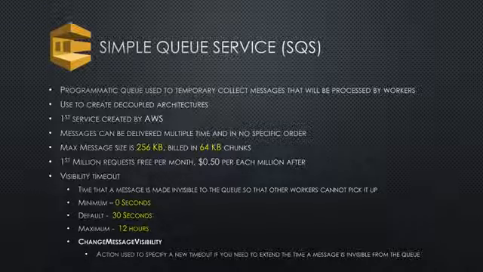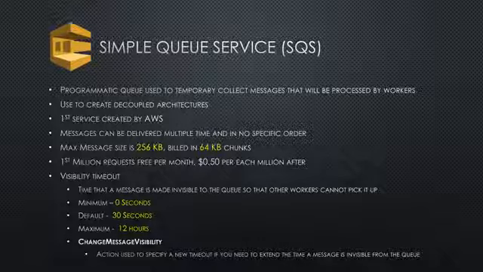The max message size is 256 kilobytes, and this is billed in 64 kilobyte chunks. Just a little fun fact, but the first million requests for SQS are free. And after that, per million is 50 cents. So this kind of gives an idea of how cheap this is. Lambda is another one that's very cheap. Its first million are free, and I think after that it's a couple cents, up to maybe the max, a couple bucks.